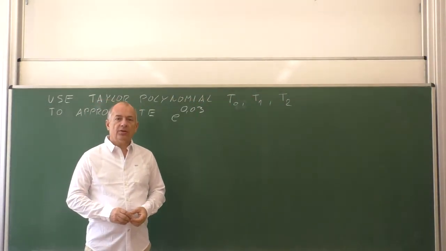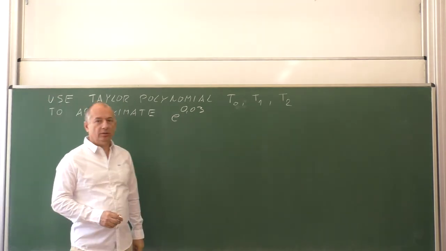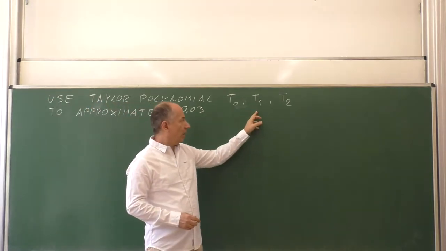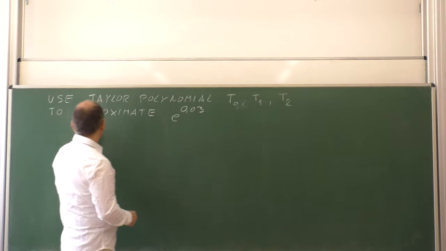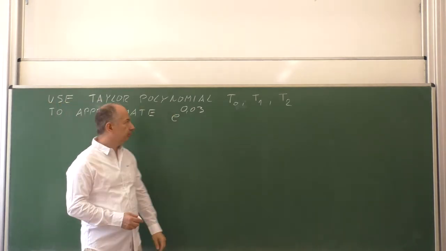In this exercise, we want to practice Taylor polynomial. So the problem is like that. Use the Taylor polynomial of order 0, 1, and 2 to approximate the value e to the power of 0.03.